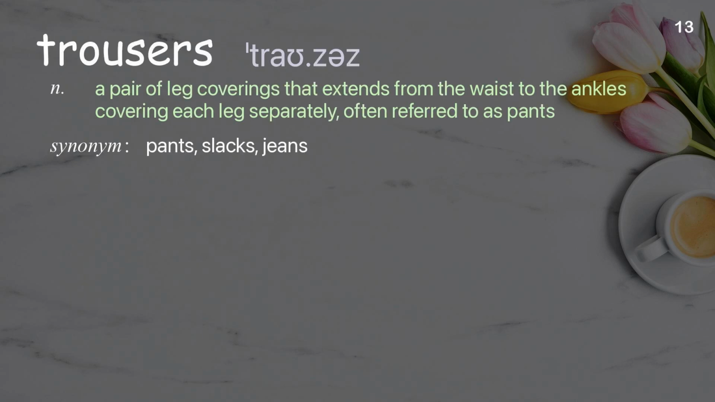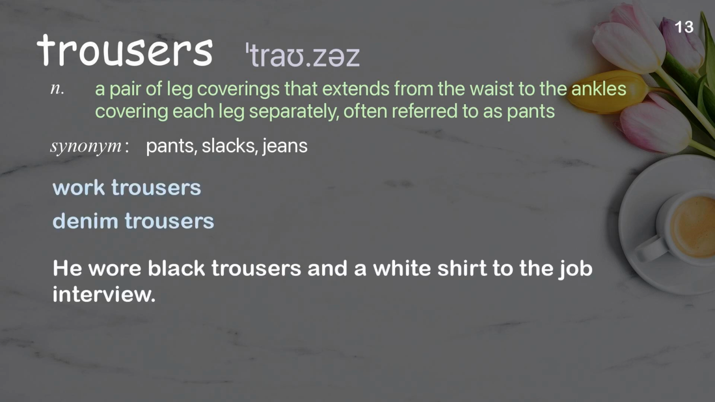Trousers. A pair of leg coverings that extends from the waist to the ankles, covering each leg separately, often referred to as pants. Examples: Work trousers. Denim trousers. He wore black trousers and a white shirt to the job interview.